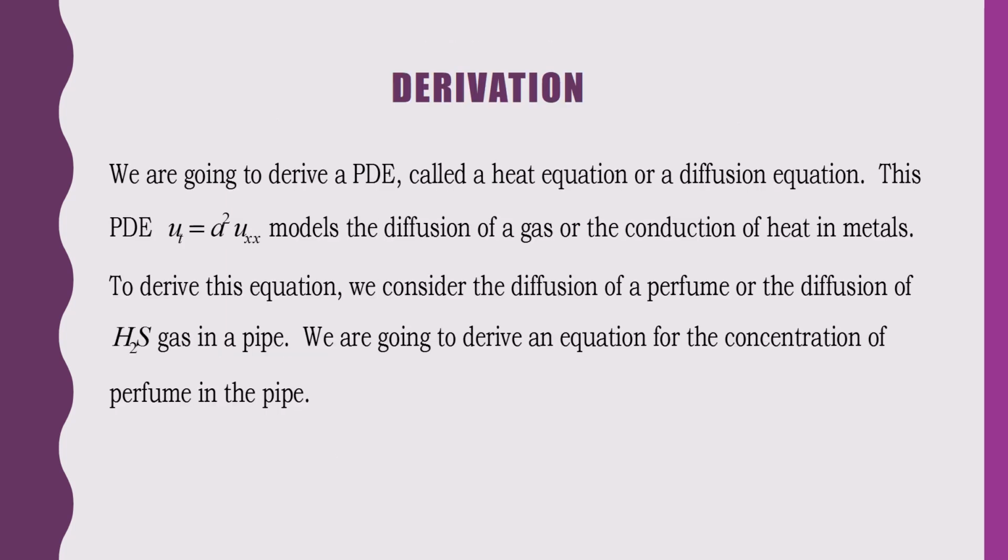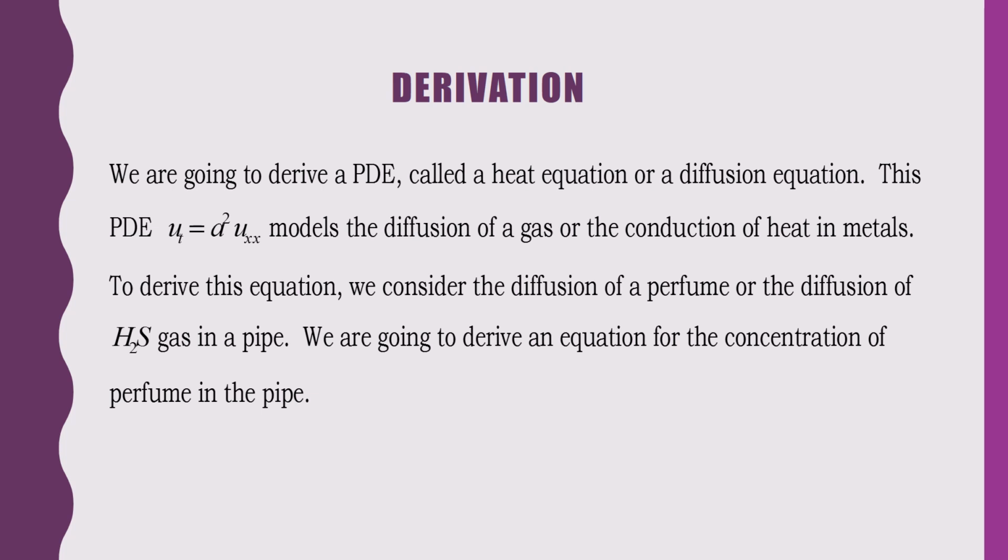Now, we are going to derive the one-dimensional heat equation u_t = a² u_xx. This equation is also called a diffusion equation. This PDE u_t = a² u_xx represents the conduction of heat in metal rods, or it represents the diffusion of gases or diffusion of a perfume in a pipe.